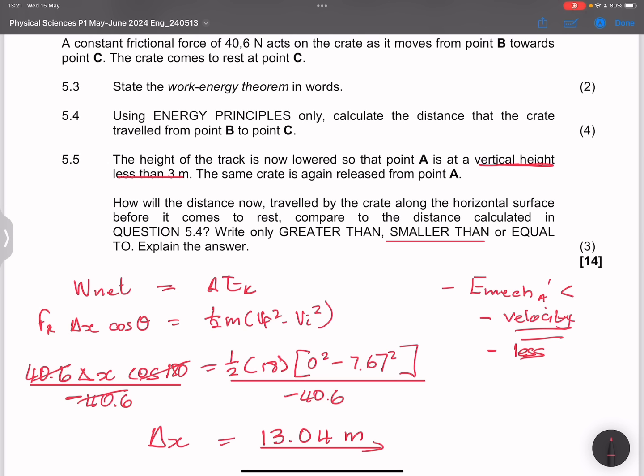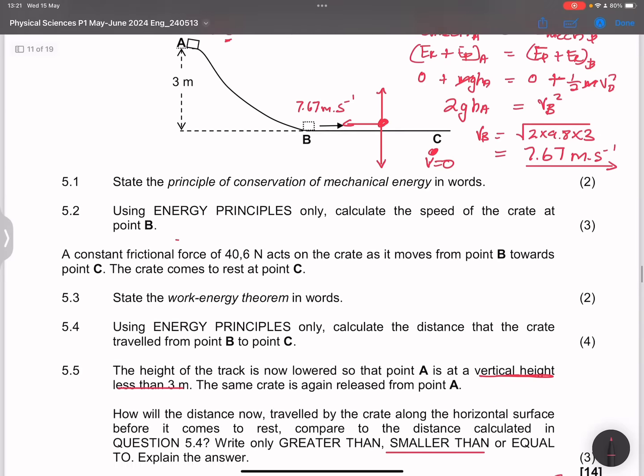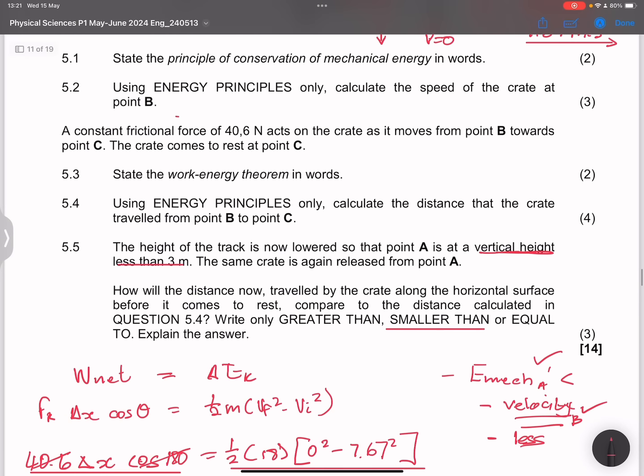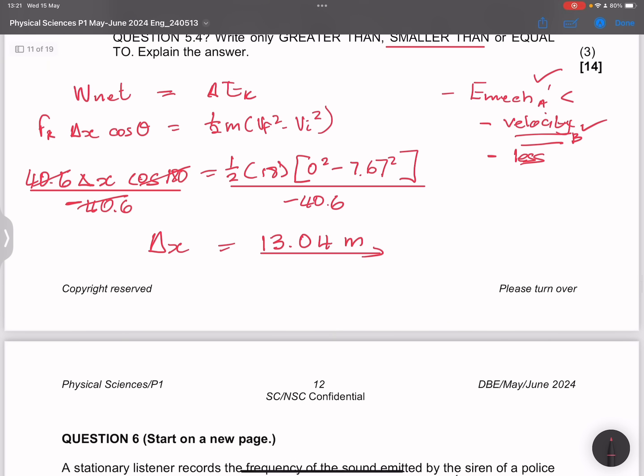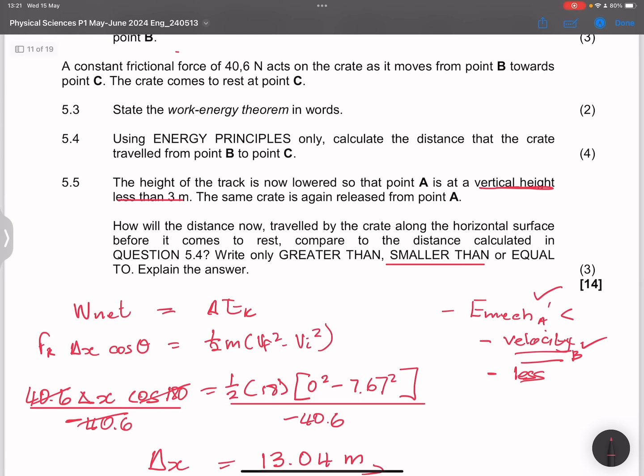So firstly, the mechanical energy at A would be less than the one that we have in this question, and so the velocity at B would be less, okay? And as a result, it means that the displacement would be less. All right. And essentially, ladies and gents, that is it on work, energy, and power. I really hope there's really nothing untoward here. And let's go on to the next question.